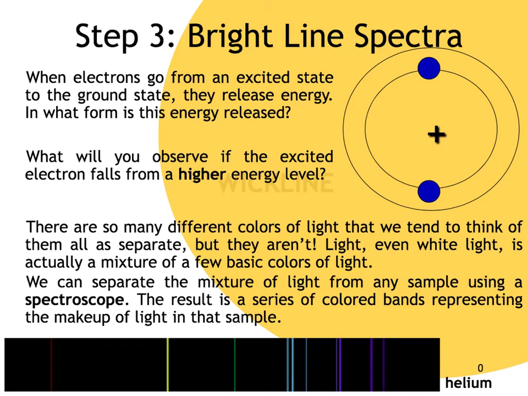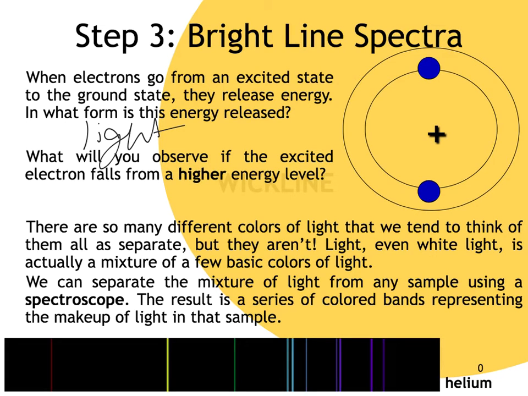So step 3 is the bright line spectrum step. So in this third step, after the electron has absorbed energy and moved up a level, it's going to release energy as it moves down a level, and the way that it releases that energy is in the form of light. And this is where our bright line spectra come from. And we have like this glow of energy coming out to represent that process. So when electrons go from an excited state to the ground state, they release energy. In what form is this energy released? That form is going to be light of a specific color.